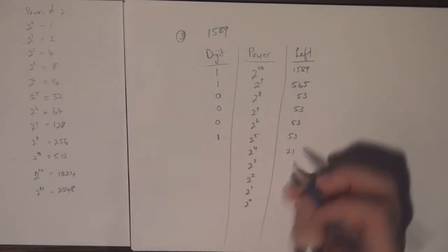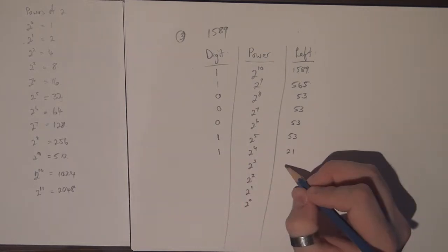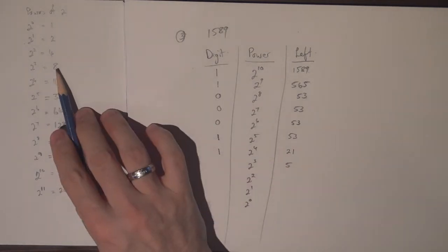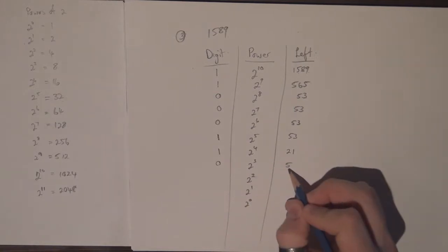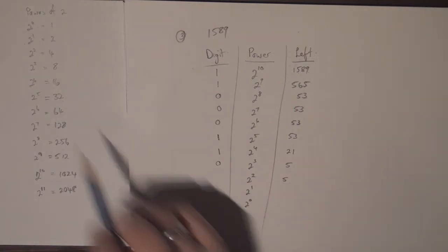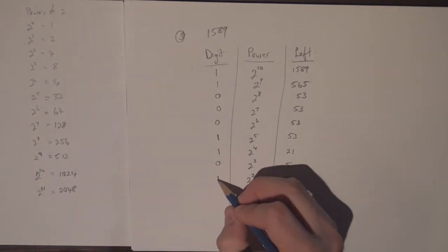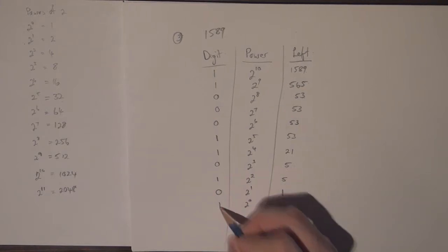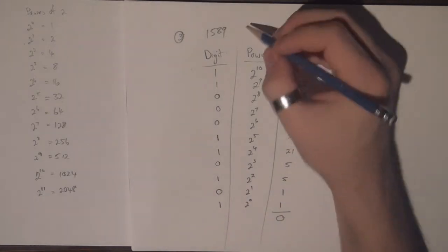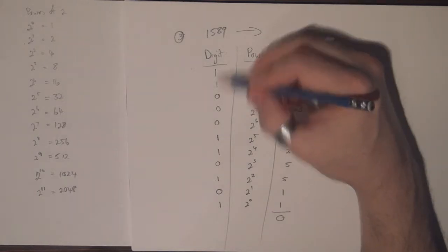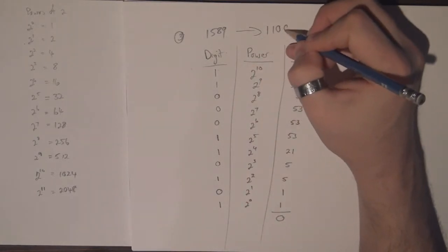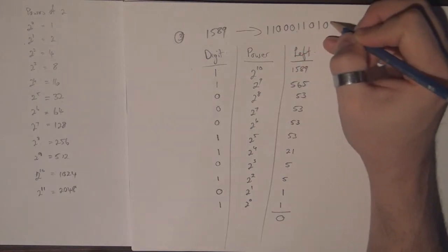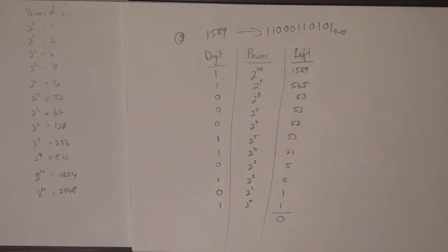2 to the 4 is 16. Oh yeah, that'll fit. And I have 5 left. Now 2 to the 3 is 8. That's too big. I only have 5. So I still have 5. 2 squared is 4. Yep, can fit one in, one left. But 2 is too big, and I'll use 1 there. So this then has binary representation, top to bottom, 1 1 0 0 0 1 1 0 1 0 1. And because the base is small, the length of my number is so much bigger.